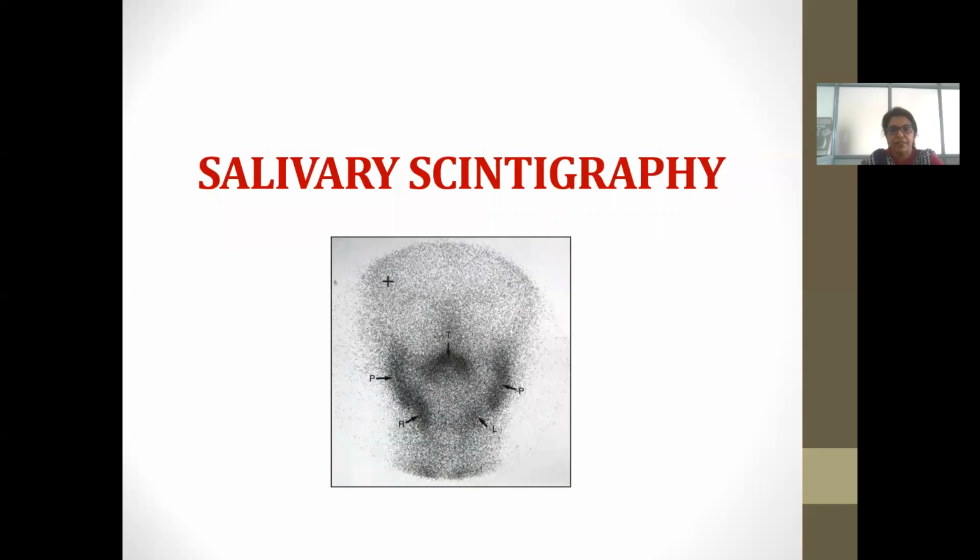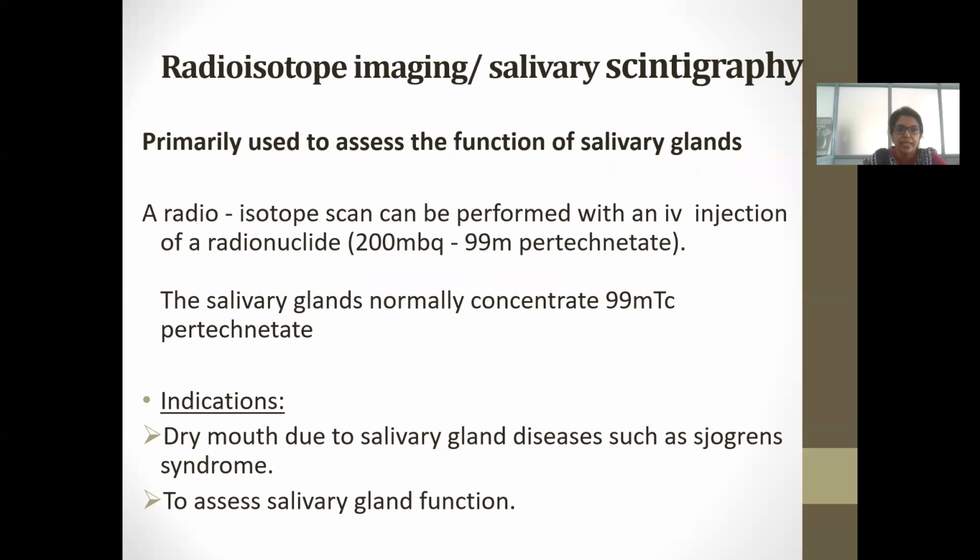Moving on to the next investigative procedure, salivary scintigraphy. This is a radioisotope imaging that is mainly used to assess the function of the salivary gland. In this, a radioisotope scan may be performed with an IV injection of a radionuclide, and the salivary glands normally concentrate 99m pertechnetate. The main indication of scintigraphy is dry mouth due to salivary gland diseases such as Sjogren's syndrome, to assess the salivary gland function.